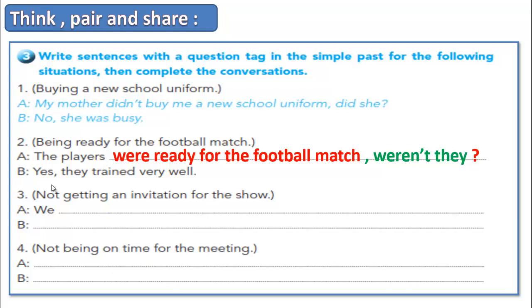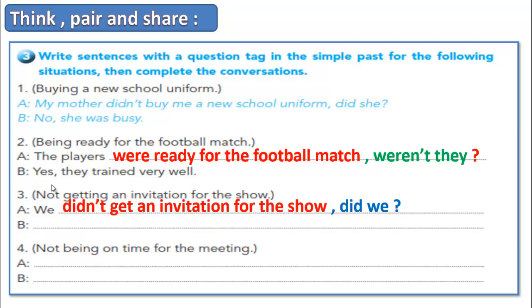Number 3, not getting an invitation for the show. How can we form a sentence? Okay, so we didn't get an invitation for the show. The sentence is in the negative form. We change it into the positive, so didn't becomes did, and we have here we the same. So no, we didn't if we are going to answer the sentence.